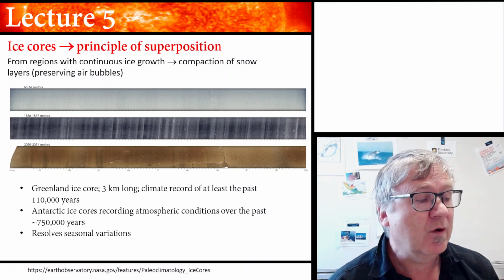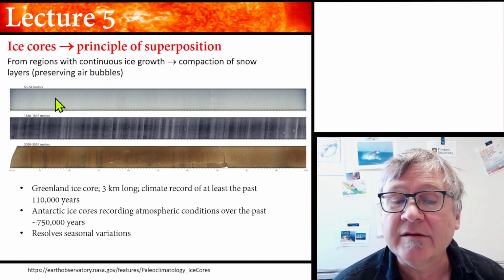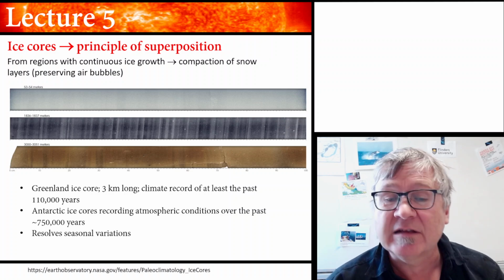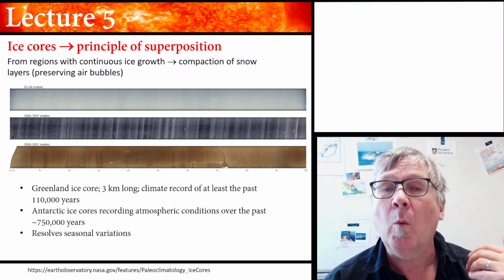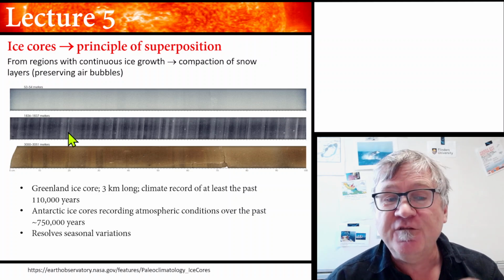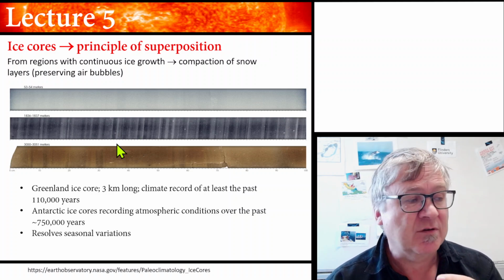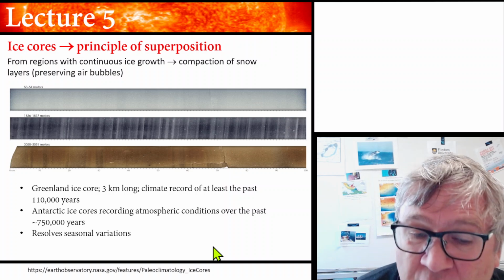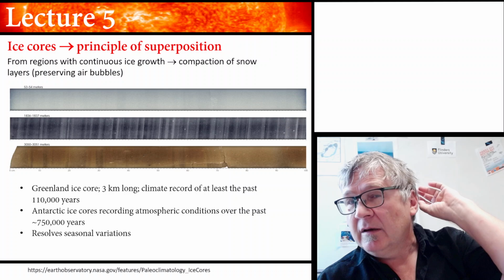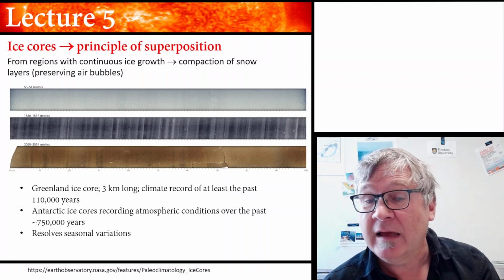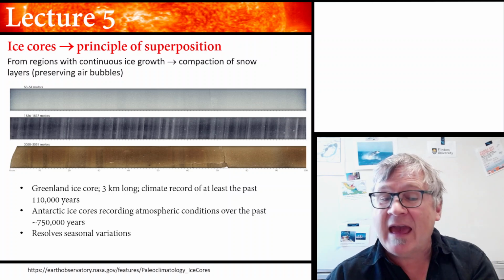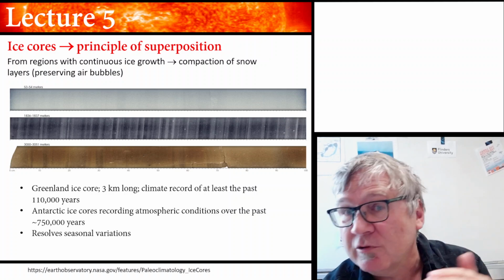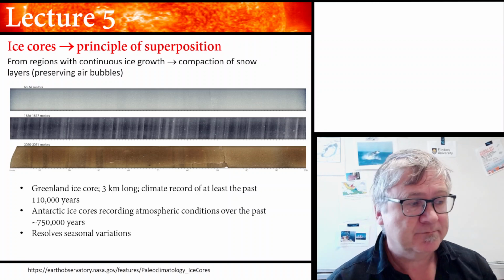Here's one example that I show you. It's different sections taken from the Greenland ice cores, which altogether is 3 kilometers long and contains the climate record of at least the past 110,000 years. And you can visually see different layers, in terms of different colors. We also have the first long Antarctic ice core recording atmospheric conditions over the past 750,000 years. And ice records are so cool because they actually resolve seasonal variations. You get a very fine temporal resolution in these records.